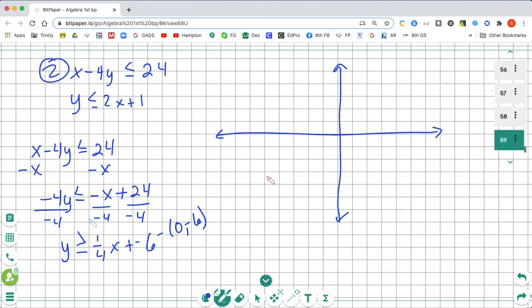Divide by -4, divide by -4, divide by -4. Because I'm dividing by a negative, the inequality sign is going to flip. So it's going to be y is greater than or equal to 1/4 x minus 6. So I went ahead and did keep, change, change to find my starting point. My starting point is 0, -6.